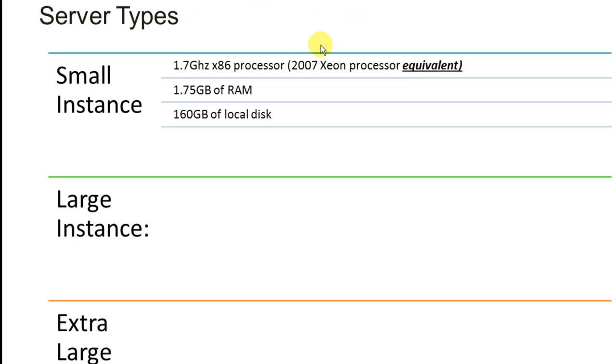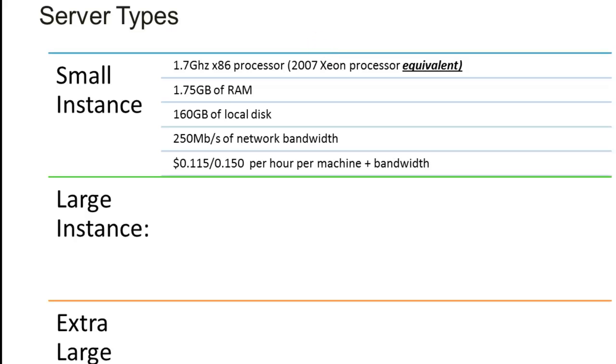Now if you want a small instance, then the best one is to get a server with a 1.7 gigahertz x86 processor, which is equivalent to a 2007 release of the Xeon processor. You will get 1.75 GB of RAM, 160 GB of hard disk, 250 MB of network bandwidth per second. This is the speed, and this much per hour per machine plus bandwidth. So this is the price. We'll talk about the price a little later, but this is the capacity of your computer if it is a small instance.